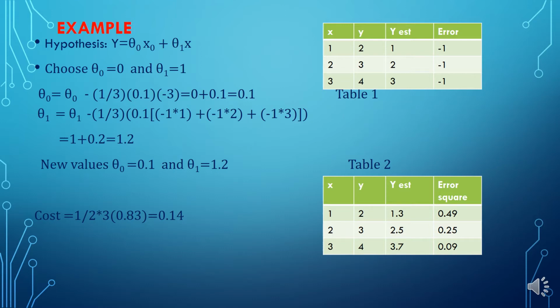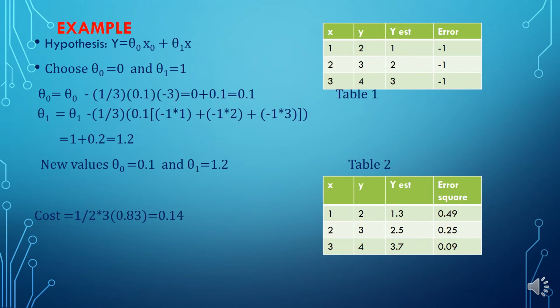So theta naught is equal to theta naught minus alpha by m multiplied by the total error. In this case, the initial value was 0 and the error is minus 3, the number of training examples is 3, and we choose a learning rate of 0.1. So you get 1 by 3 multiplied by 0.1 multiplied by minus 3. So you get 0 plus 0.1. 0 is the old value of theta naught. So the new value of theta naught is equal to 0.1.